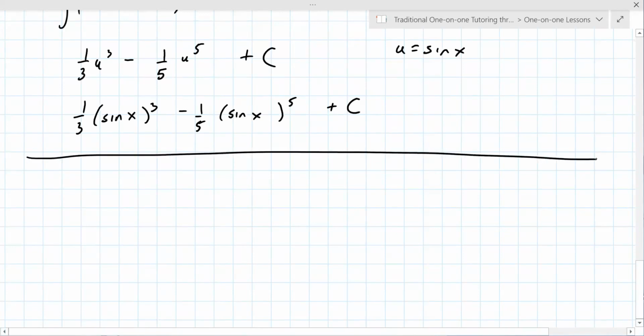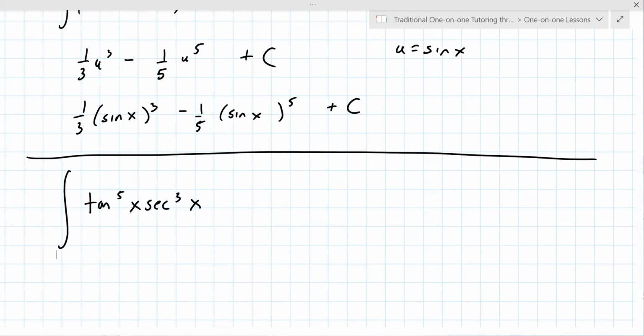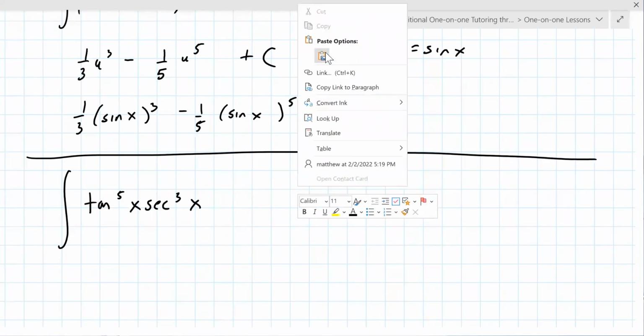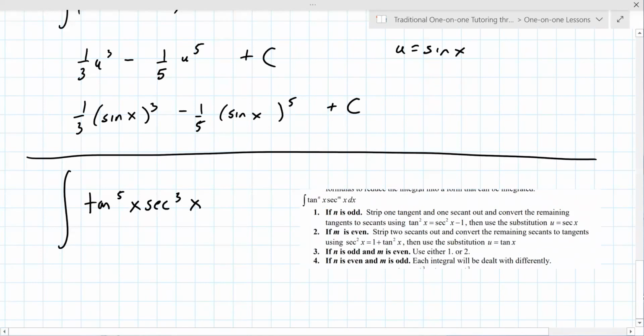Yep. It's the integral of tangent to the fifth x, secant to the third x dx. Okay, so secant tangent is slightly different. Here's the rule here. If n is odd, strip one tangent and one secant out.